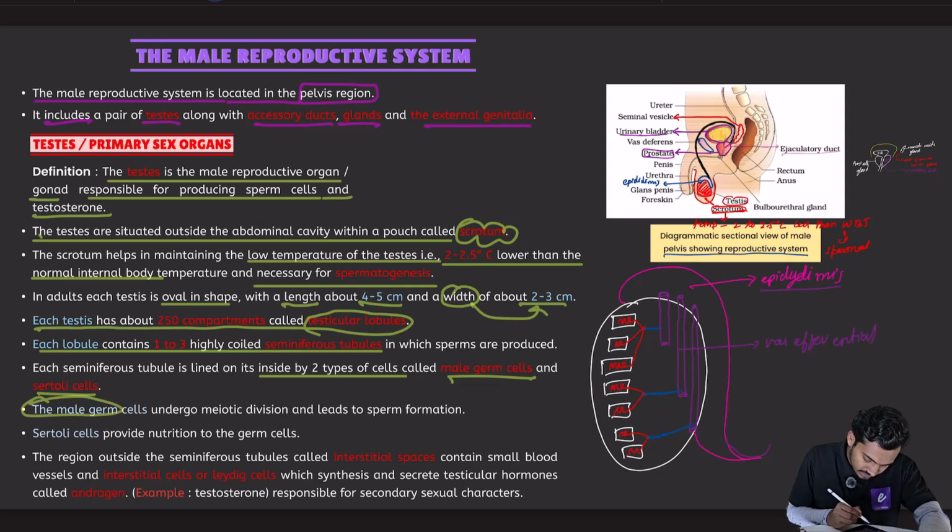Male germ cells क्या करते हैं दोस्तों? They undergo meiotic division, मैंने तो आपको ऑलरेडी पढ़ाया था, and they form sperms. Understood? Sertoli cells क्या करते हैं? Provide nutrition to the germ cells.